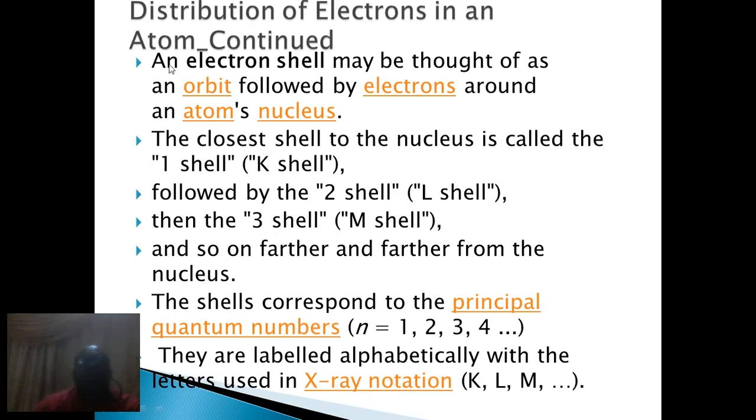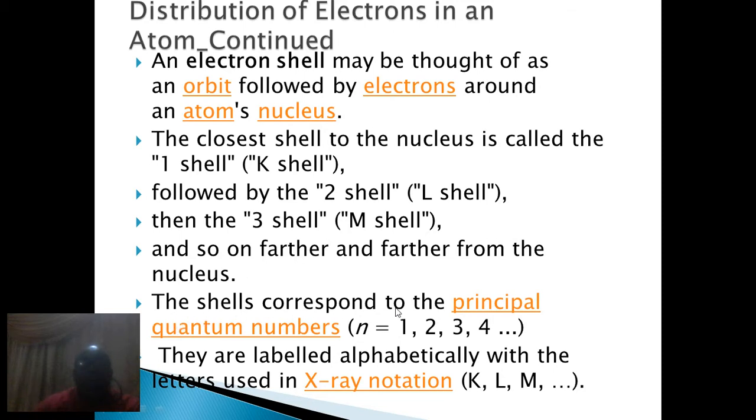The electron shell may be thought of as an orbit followed by electrons around an atom's nucleus. This is what we have explained before. The closest shell to the nucleus is called the 1 shell or K shell, followed by the 2 shell, L shell, then the 3 shell, M shell, and so on, further and further from the nucleus.